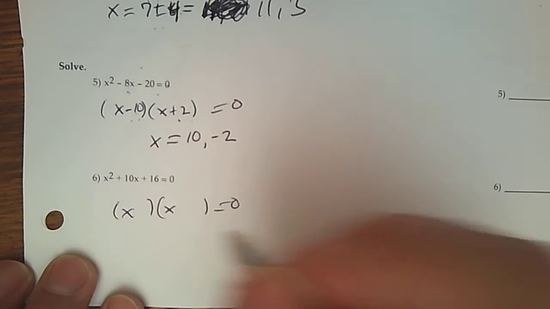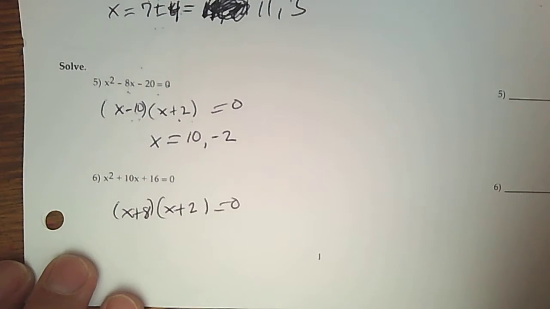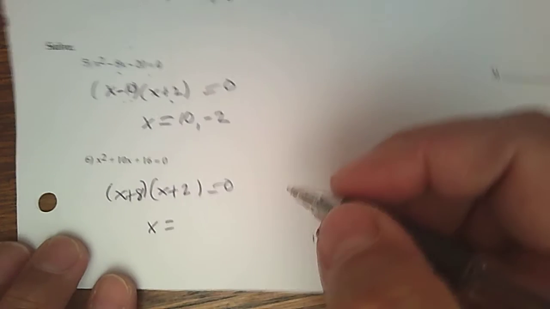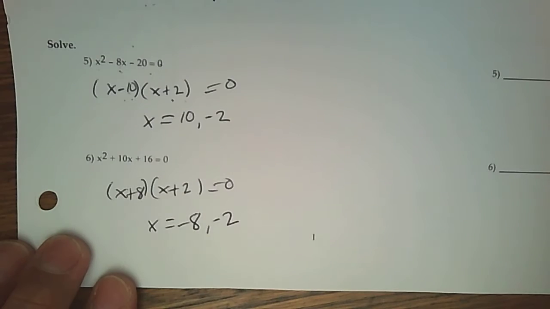Number 6. Again, we're going to factor. Two numbers that multiply to 16, add to 10. That would be 8 and 2. Set each factor equal to 0. So one answer is negative 2, and the other answer is negative 8.